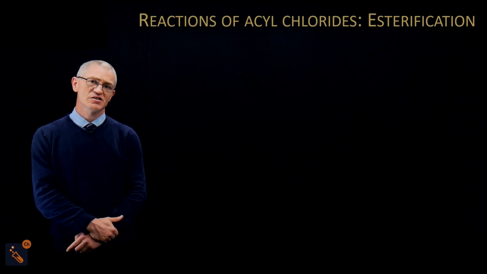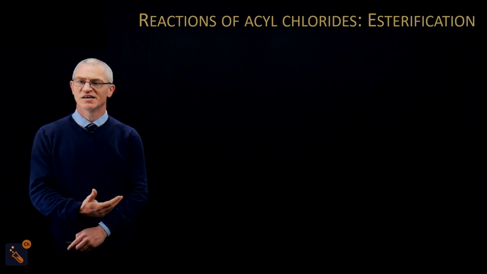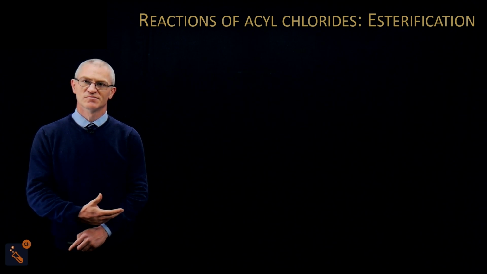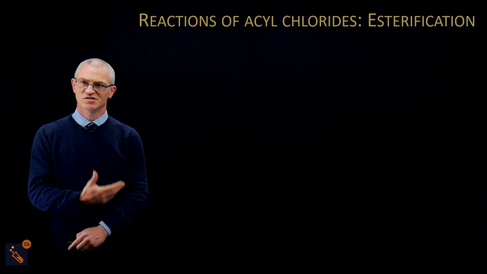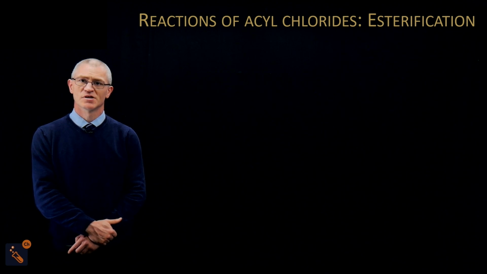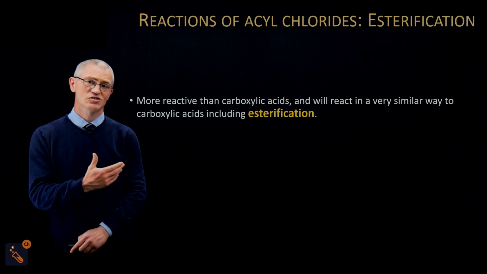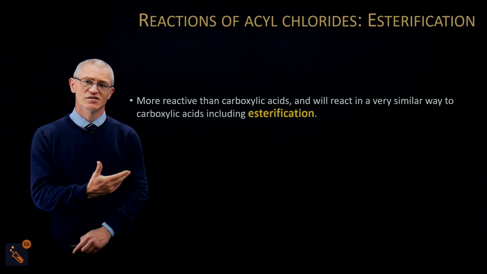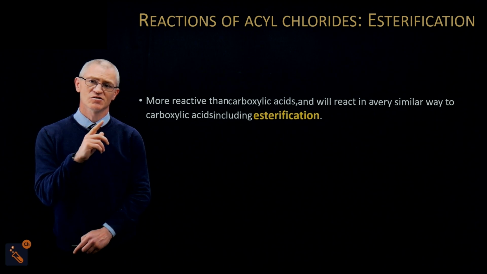Let's go through the first type of reaction that acyl chlorides do. Acyl chlorides are more reactive than the carboxylic acid they're made from, and therefore they react at lower temperatures. So when you're reacting with an acyl chloride, you don't need to give a temperature generally, because it's done at room temperature and pressure. Because of this higher reactivity, it can do a lot of reactions that carboxylic acids can do, including esterification. So let's go through an example.